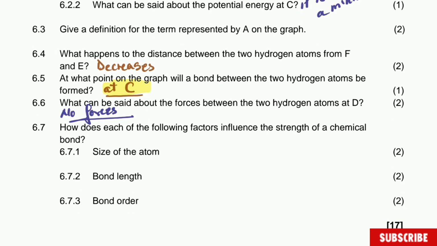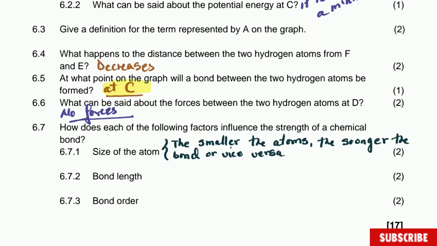Now, how does each of the following factors influence the strength of the chemical bond? Very important. Now, the size of the atom. What you need to know here is: the smaller the atom, the stronger the bond, and vice versa. That is quite simple.